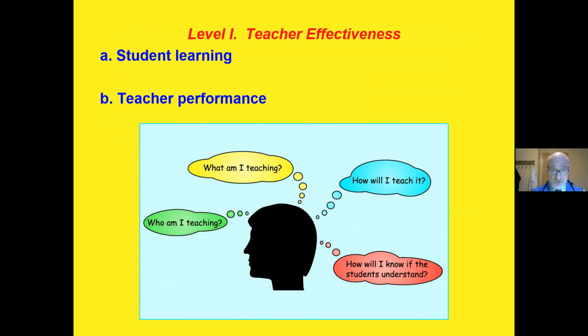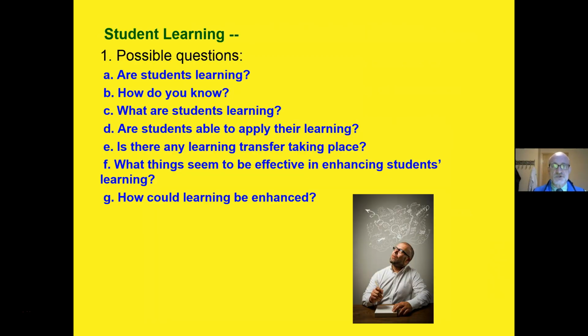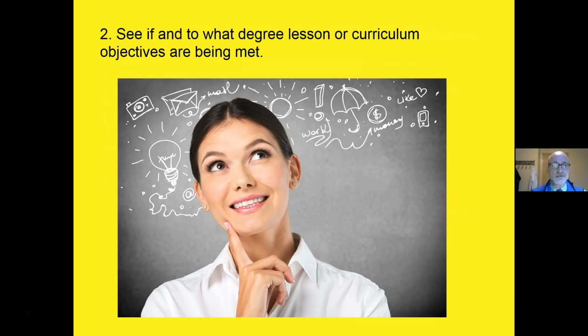Now, starting with teacher effectiveness, we're going to look at two types of reflections: student learning, are they learning, how are they learning, and your own teacher performance. Let us break that down. If you're focusing on reflection and student learning, it starts with a question. Here are some questions you want to ask. Are students learning? What are they learning? Are they able to apply their learning? Is there transfer taking place? These are all the types of questions if you're reflecting on student learning.